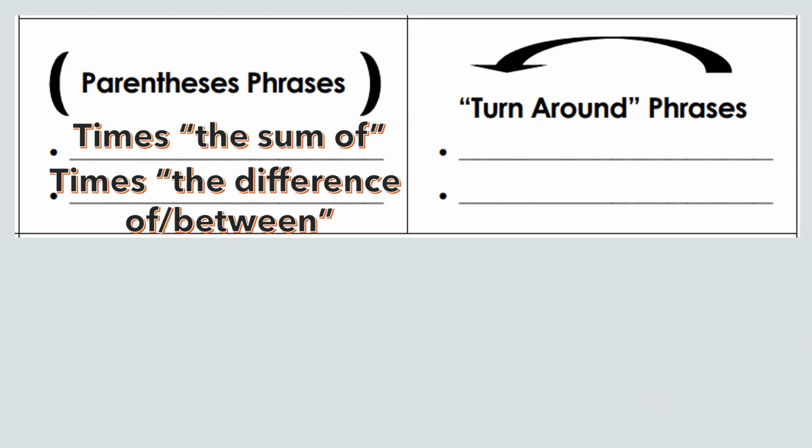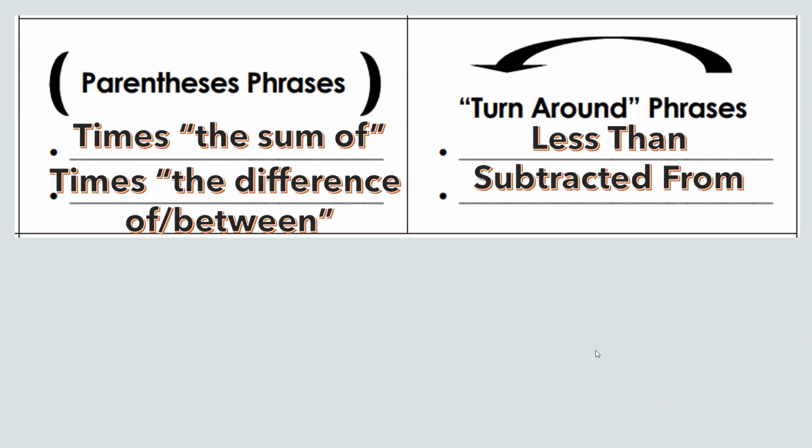The turnaround phrases. So if you see less than or subtracted from, and that's why they have this star, you have to flip. So 4 less than x is actually x minus 4. 4 subtracted from x is x minus 4. So you have to look for those: less than and subtracted from.